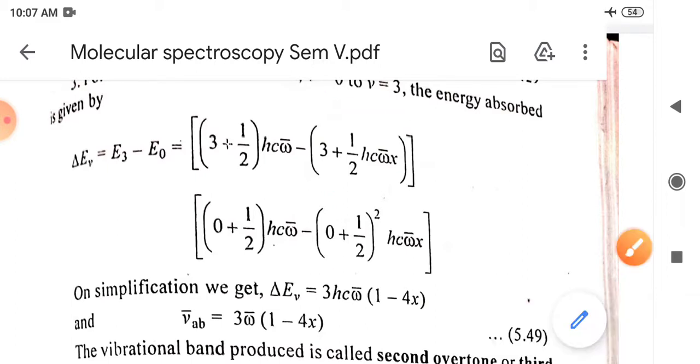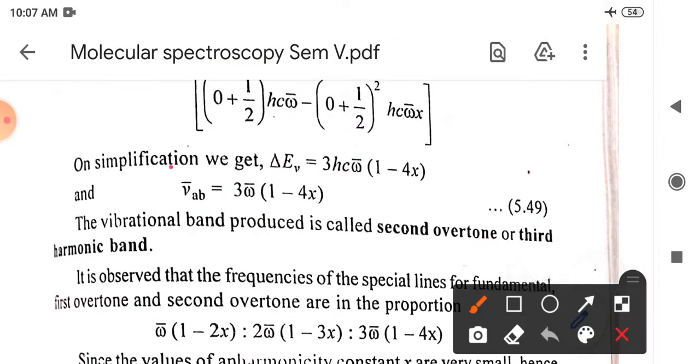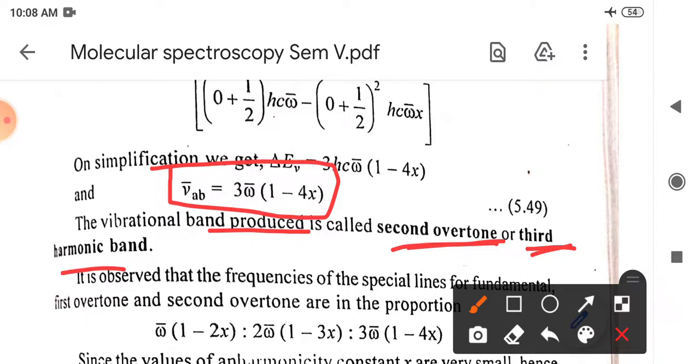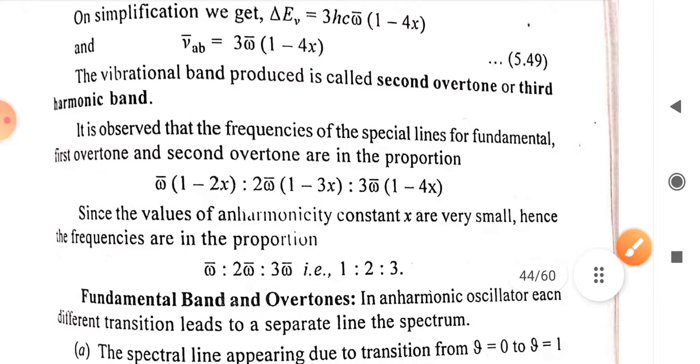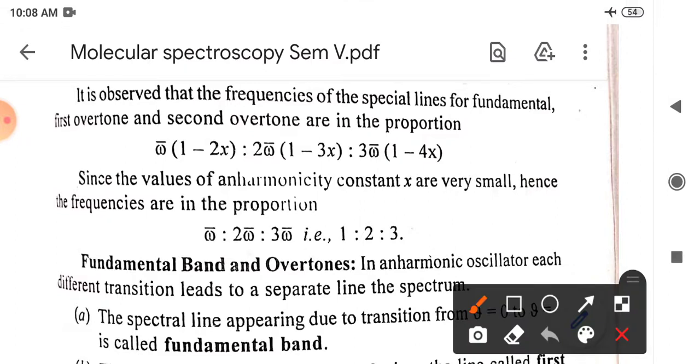So finally, upon simplification, we get nu bar absorption equals 3 omega bar into 1 minus 4x. So here the vibrational band which is produced is called the second overtone, and it's also called the third harmonic band. It has been observed that the frequencies of the spectral lines for the fundamental line, first overtone and second overtone are in the proportion, and what is that proportion? The proportion is simply 1 is to 2 is to 3.